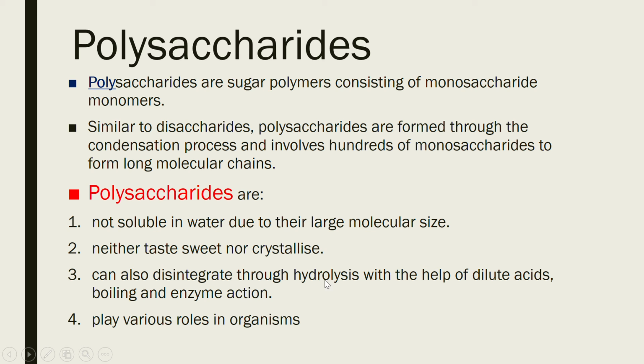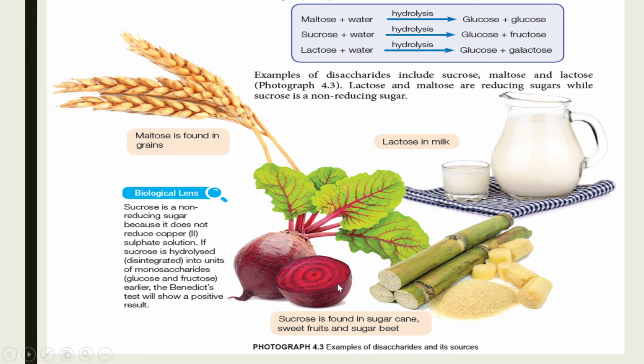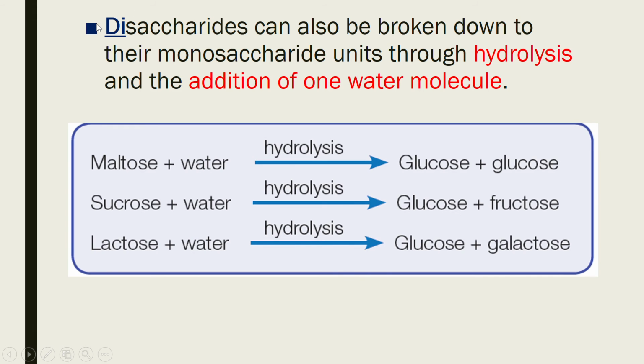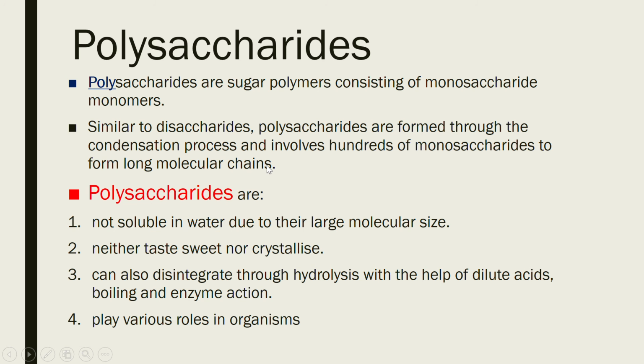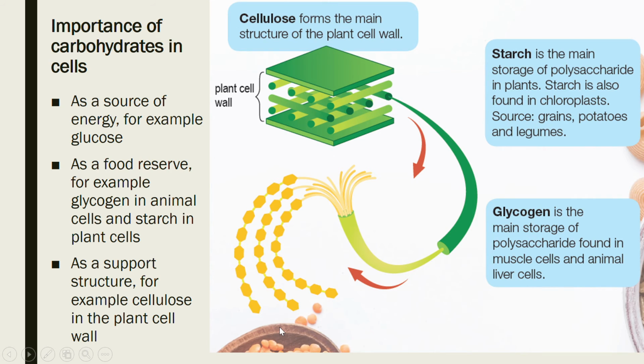Not only involving water. Like for disaccharides, they can be broken down by just adding one molecule of water. But this one comes with not only water, but also dilute acids. Take note, this one is important. It comes with boiling and also requires enzymes to catalyze. And polysaccharides are important. They play various roles in organisms. So let's look at the examples.